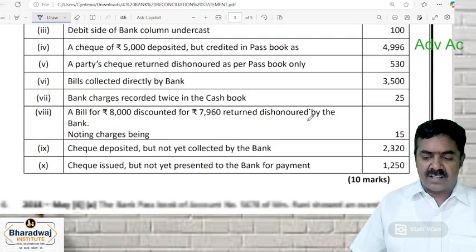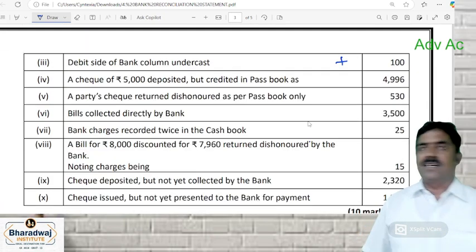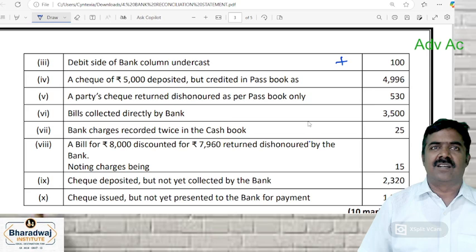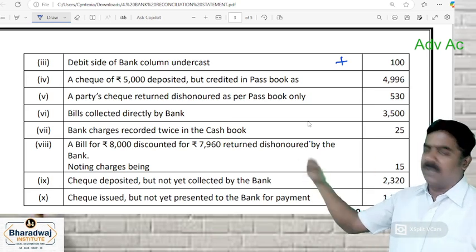But OD starting point, what do we do? We add it. I repeat, customer has entered a lesser amount on the debit side. They entered less on the deposit side. The balance will be less. We should also reduce it. But OD starting point, we add it.